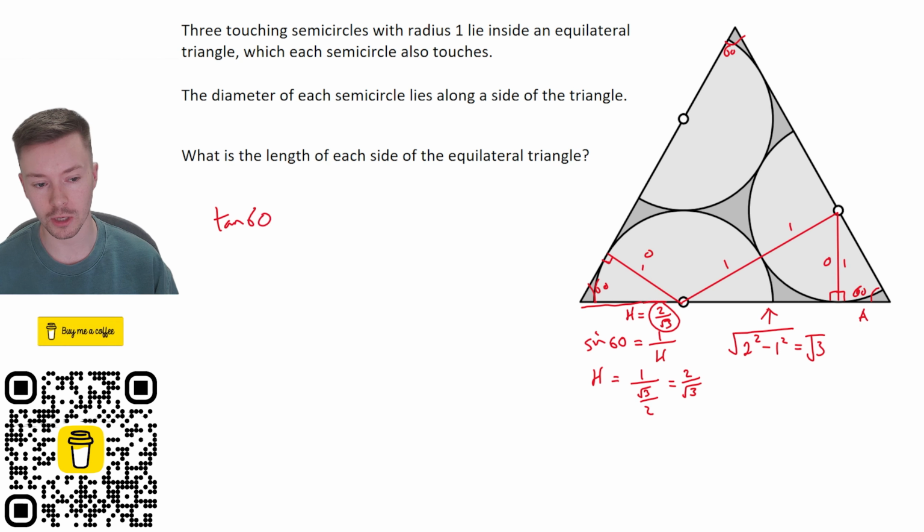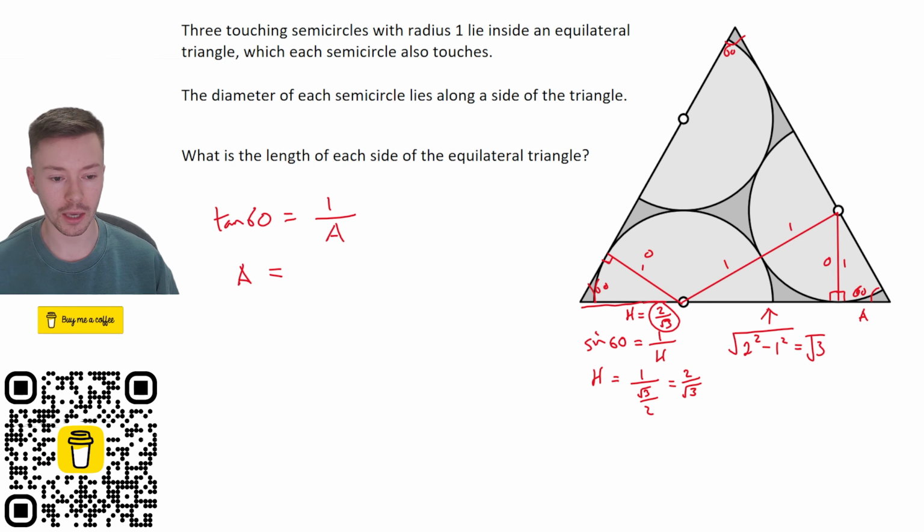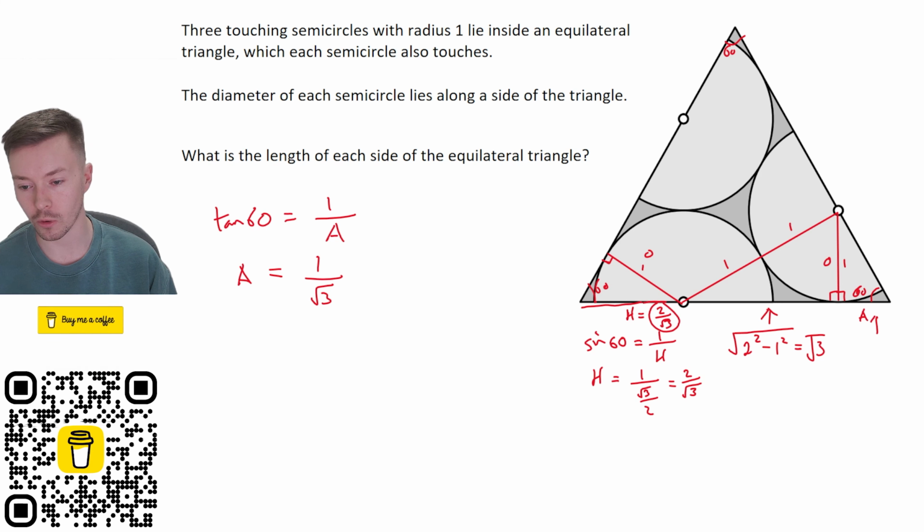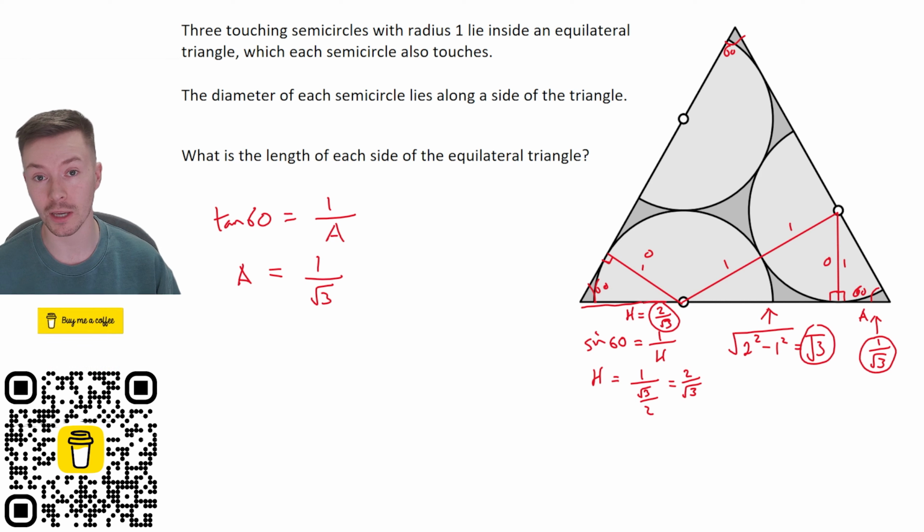So tan 60 is equal to opposite, which is 1, over my adjacent, which is what I'm trying to work out. So now if I multiply by the adjacent, divide by tan 60, I get 1 over, now tan 60 is root 3, so I get 1 over root 3. So that's what this bit is here, 1 over root 3. And so now I've got all of the different parts of the side of the triangle. I just need to add those together.